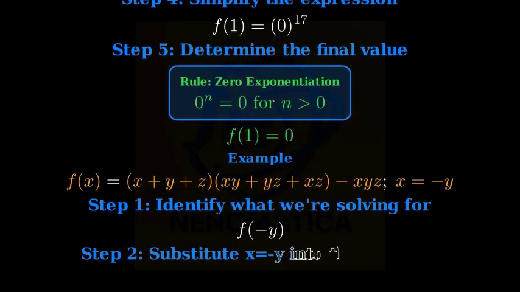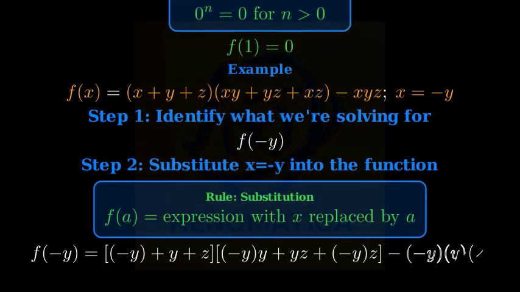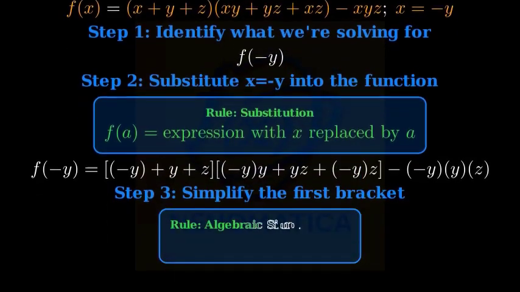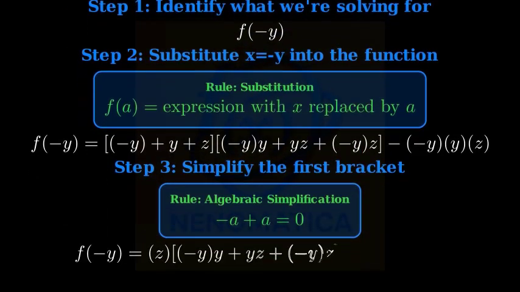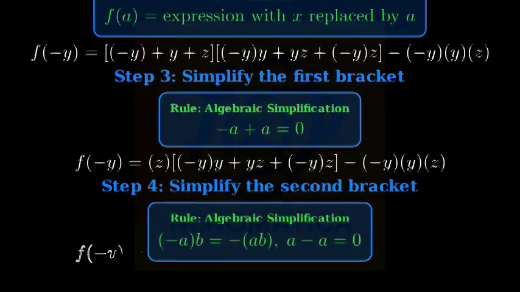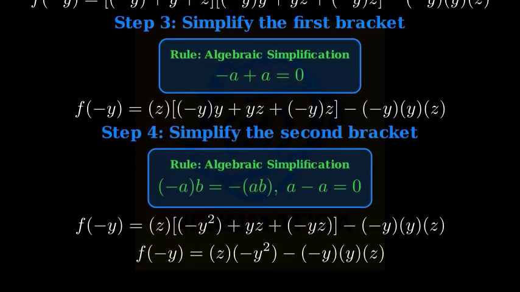We get f of negative y equals the quantity negative y plus c times the quantity negative y times c plus negative y times z minus negative y times c. Now, let's simplify step by step. In the first bracket, negative y plus y equals 0, so we're left with just z. In the second bracket, negative y times y equals negative y squared. Then we have y times z, which is yz, and negative y times z, which is negative yz.